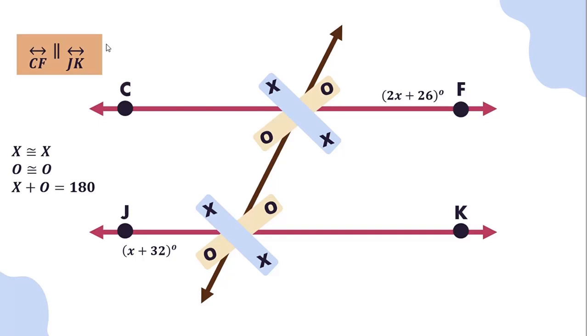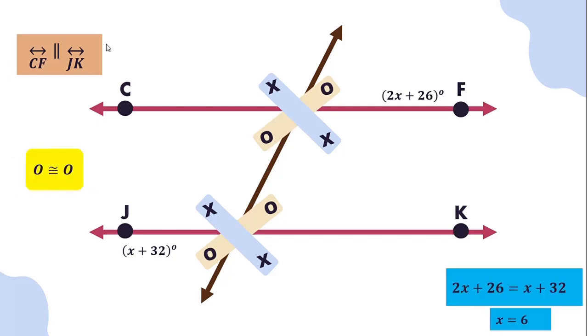And now all we have to do is solve. We can subtract x on the left side of the equation and subtract 26 on the right side. We can simplify and come to a solution that x has a value of 6. Now, we are not finished. In order to find the angle measure, we have to substitute 6 back into each expression.